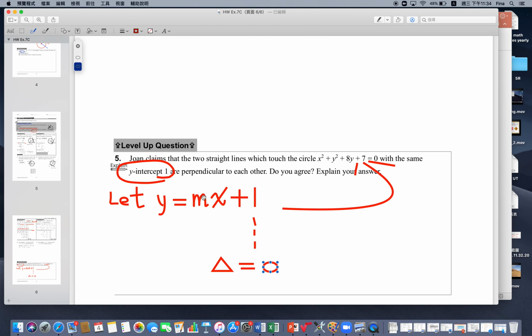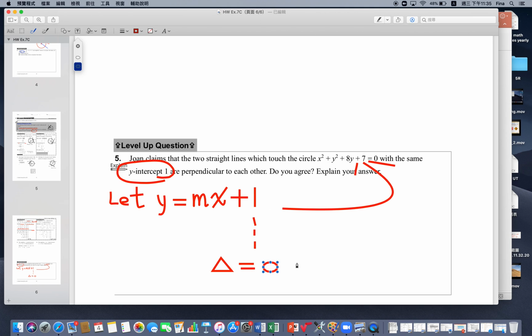You can find two values of m here, that means the slopes of the two straight lines. Check their slopes: are they perpendicular? That means to check whether the two values of m multiplied together equal -1. If they equal -1, that means they are perpendicular. If not, they are not perpendicular.